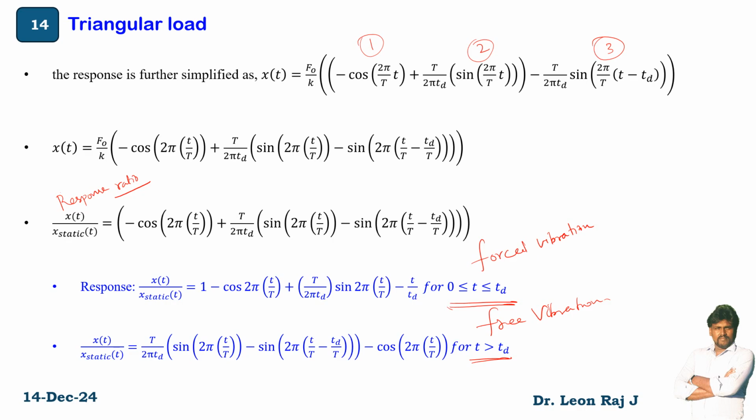This is the response of forced vibration, that is the phase 1 response. And another one is the phase 2 response, that is free vibration. So the response is T by 2 pi Td into sine into 2 pi small t by capital T, minus sine into 2 pi small t by capital T minus Td by capital T, minus cos into 2 pi small t by capital T. This is the total response of the triangular load.